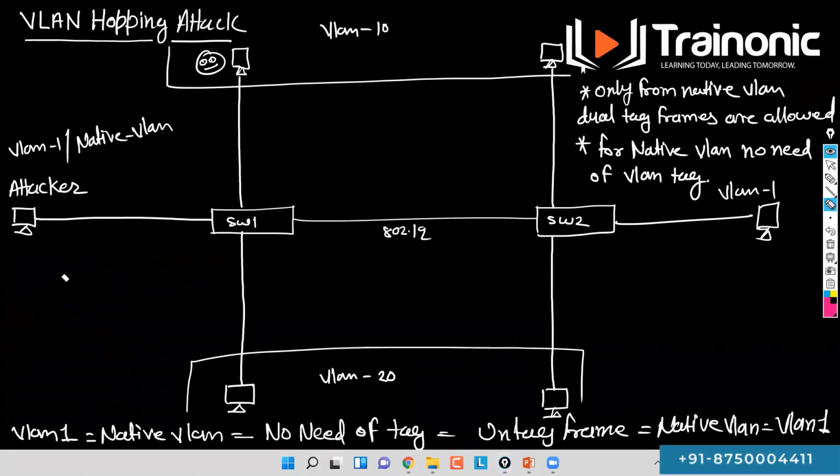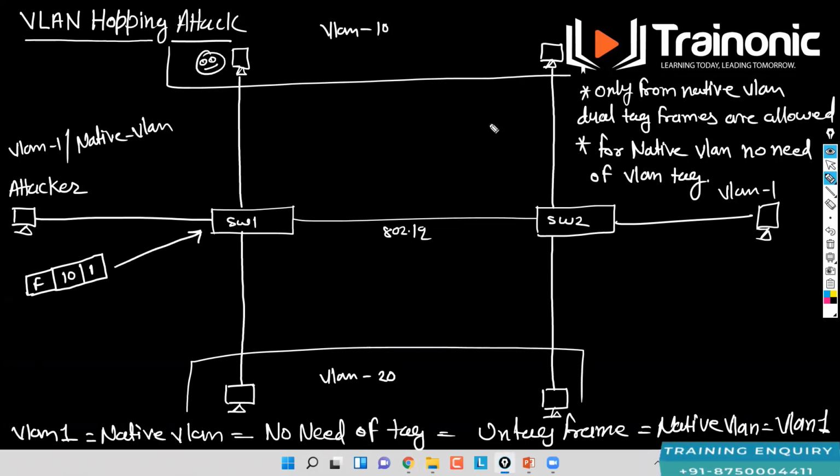You may say it is not a good representation. No problem. We have a frame. The frame contains two tags. It wants to go to 10 as well as 1. This frame will be received by switch 1. Only from the native VLAN are dual tag frames allowed. The attacker will generate a dual tag frame, and that dual tag frame will be forwarded to the switch. Switch 2 will accept it.